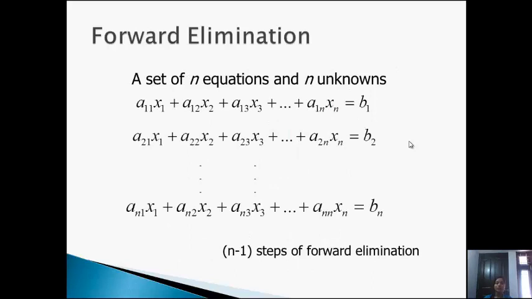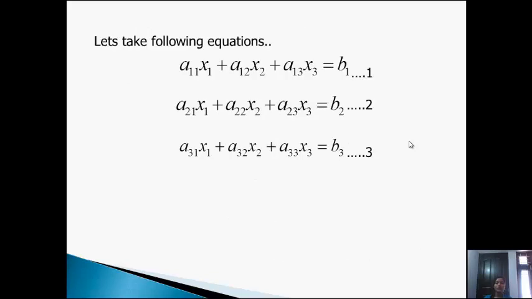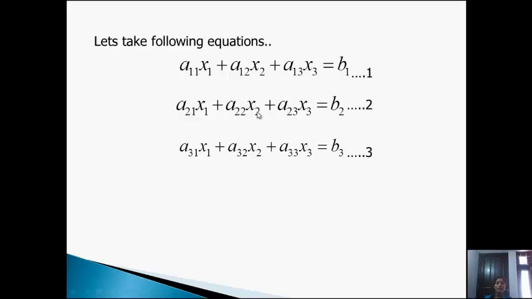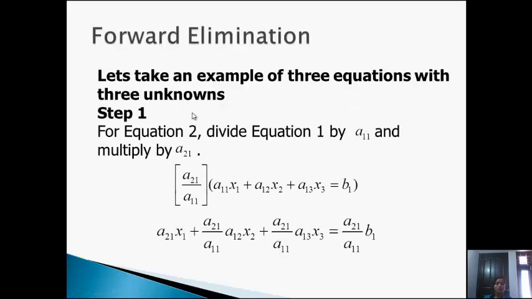So this is a set of n equations and n unknowns. Let us take the three simultaneous equations as given here. Now let's take an example of three equations with three unknowns. Our first step is to make the first term of the second equation 0. For this we have to divide equation 1 by a11 and multiply by a21. By doing this we'll find this type of equation.